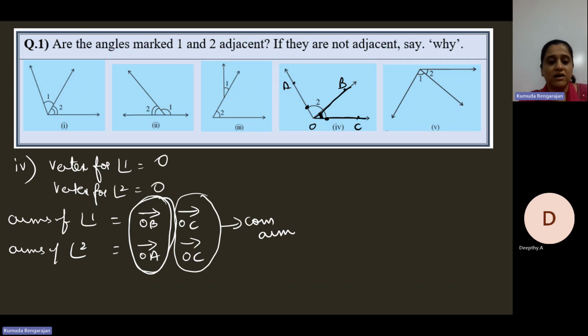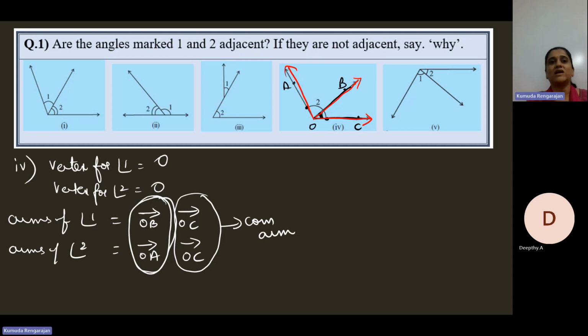So now check where ray OB and OA lie. See here. The common arm is OC. Correct. And where are the non-common arms? OB and OA. Both of them are above. They're on the same side.